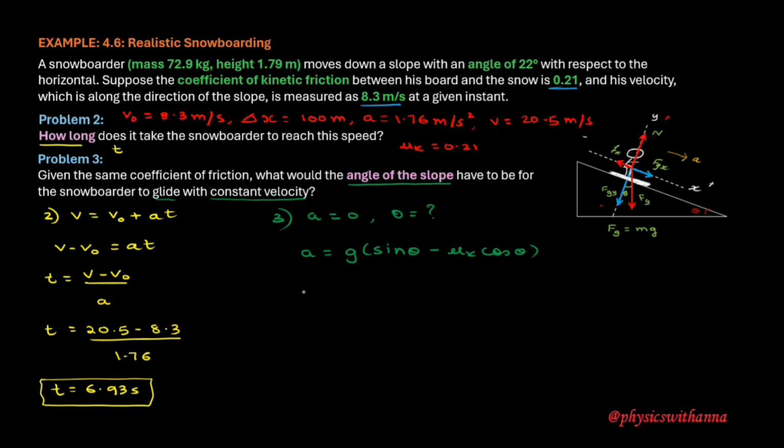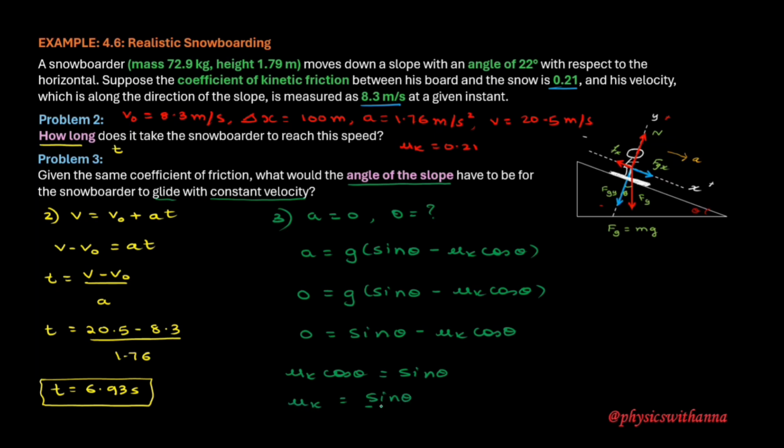So let us substitute a as 0. That gives me 0 equals g sine theta minus mu k cosine theta. I need to solve for angle theta. So let's divide by g on both sides. That gives me 0 equals sine theta minus mu k cosine theta. Move mu k cosine theta to the other side. Mu k cosine theta equals sine theta. Now divide with cosine theta on both sides. Sine theta over cosine theta. That gives me tan theta equals mu k.